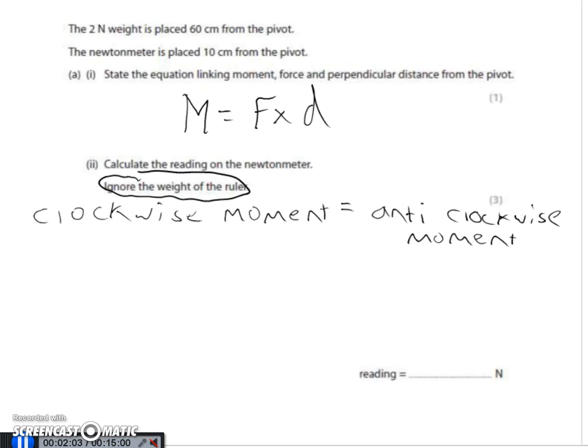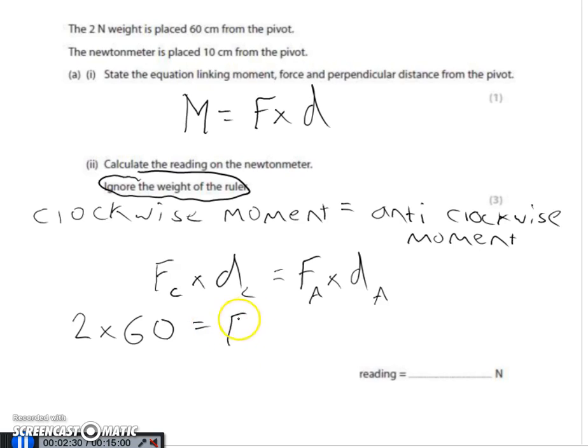Newton meter turning anti-clockwise. So because we know that the moments are balanced, we can say that the clockwise force times the clockwise distance is equal to the anti-clockwise force times the anti-clockwise distance. And then we just substitute our numbers in. Well, our clockwise distance is 60 centimeters. Our clockwise force is 2 newtons. On the other side, our anti-clockwise force is what we're trying to find out, and that's at a distance of 10 centimeters from the pivot point.